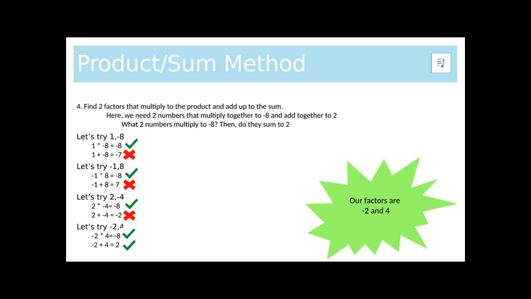So how about 2, negative 4? 2 times negative 4 equals negative 8, and 2 plus negative 4 equals negative 2. It's close, but we need positive 2 as our sum. So how about we switch the negative and we get negative 2 and positive 4. So negative 2 times 4 is negative 8, and negative 2 plus 4 equals 2. So that is what we want. So right now, our factors we're going to move ahead with are negative 2 and positive 4.